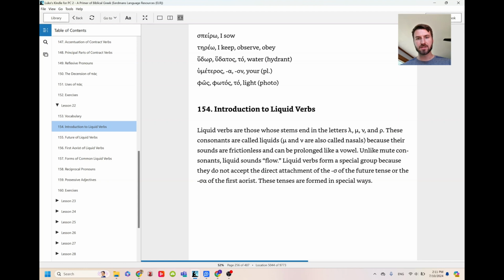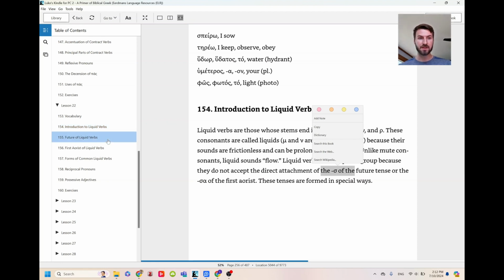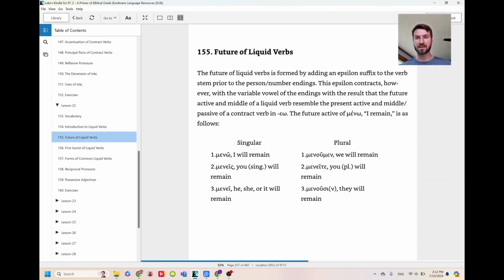So we're looking at verbs that end in lambda, mu, nu, or rho. And these verbs, the main thing is that they drop the sigma in the future and aorist, because the future and aorist have the sigma transformative. So in both the future and the aorist, these liquid verbs drop the sigma. In the future, in addition to the sigma, there's an epsilon that's added. So the future acts kind of like a contract verb. So menumen rather than menomen in the future.